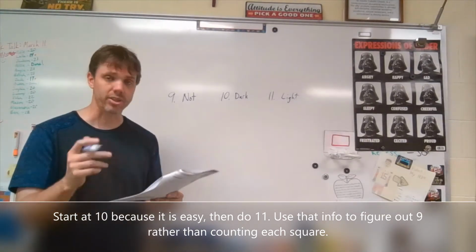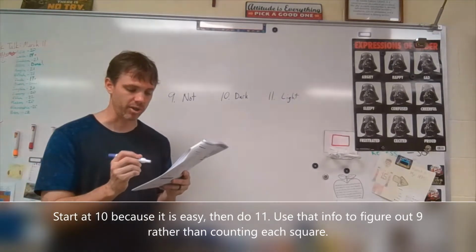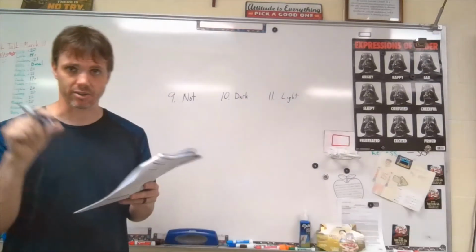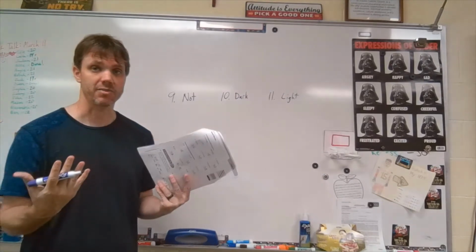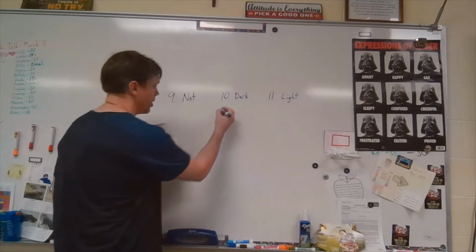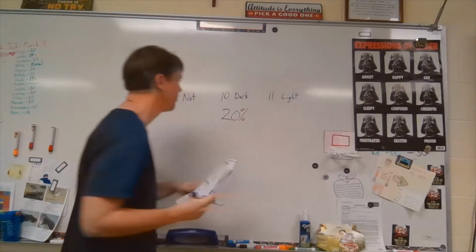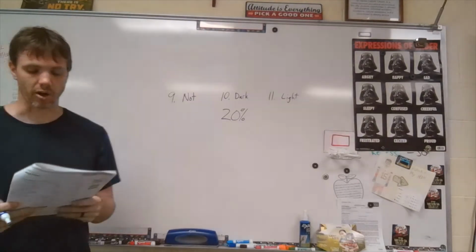So actually, you know what? Let's start at number 10. Dark shaded. Okay, so the dark shaded ones are the little boxes. There's 5 of them. Each box has 4. So we can just go 4 times 5 equals 20. This is going to be 20%. Okay, so 20% of them are shaded dark.